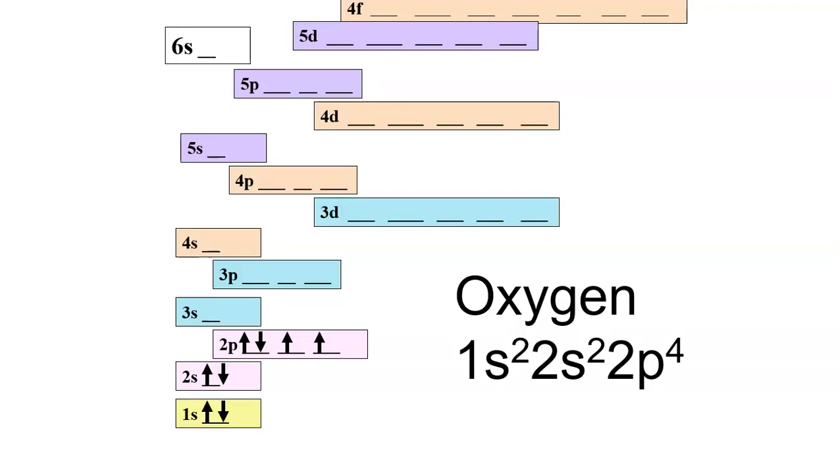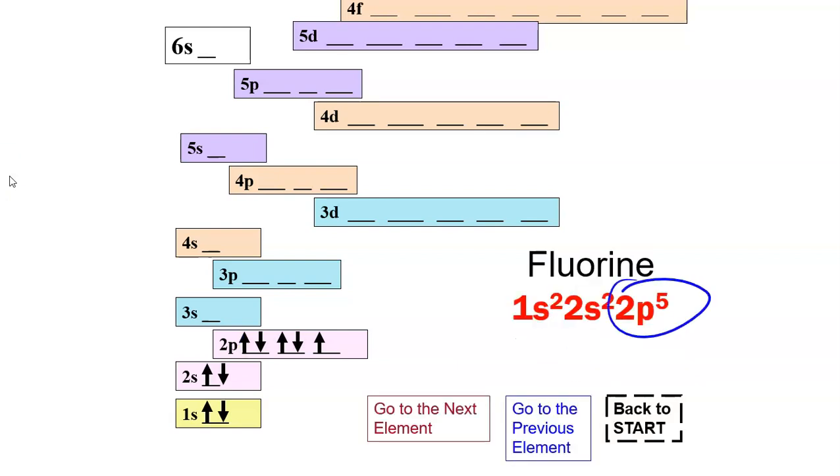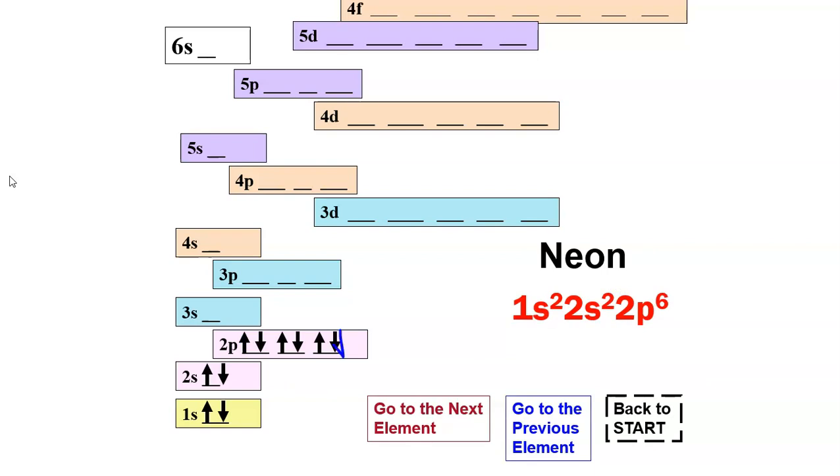So here's what oxygen would look like. 2p4 means it has 4 electrons in its second energy level. And fluorine has 5, so you add the 5th one going down. Neon has 6. So you add the 6th one going down.